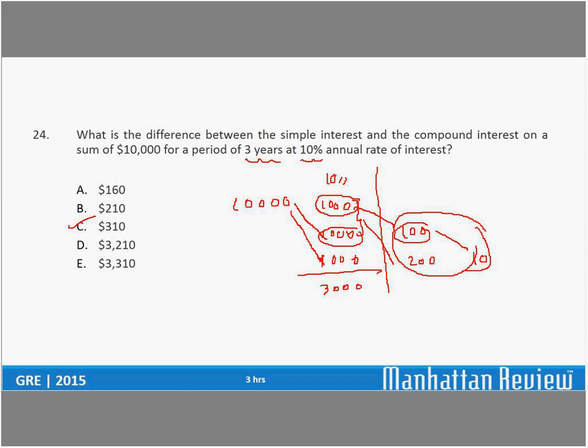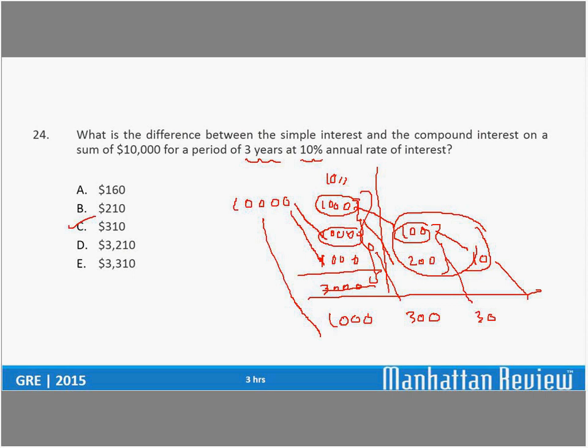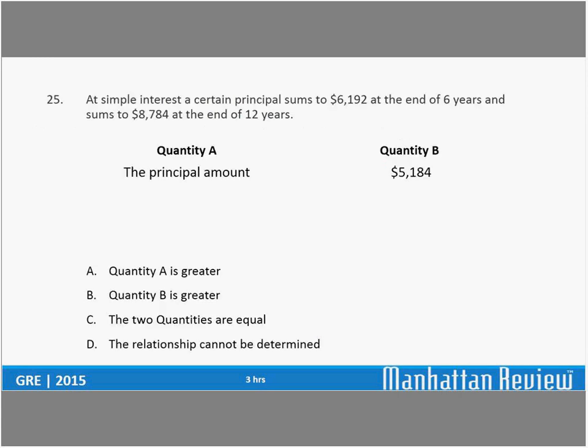If I further proceed to the fourth year, what happens? On 10,000 I'll get 1,000. On this 3,000 I'll get 300. On 300 I'll get 30. On this 10 I'll get 1. So this total value will be the difference between simple interest and compound interest. So don't use the formula and break your head over calculations. It's so simple if you put it down this way.